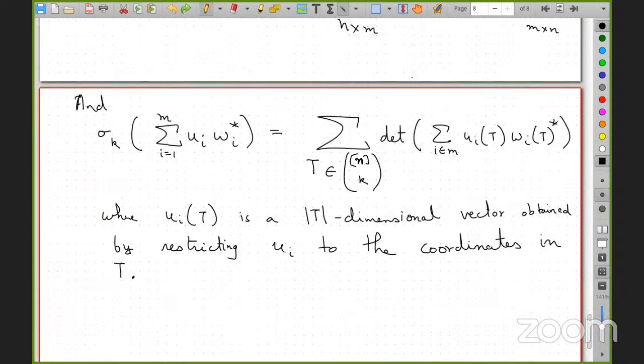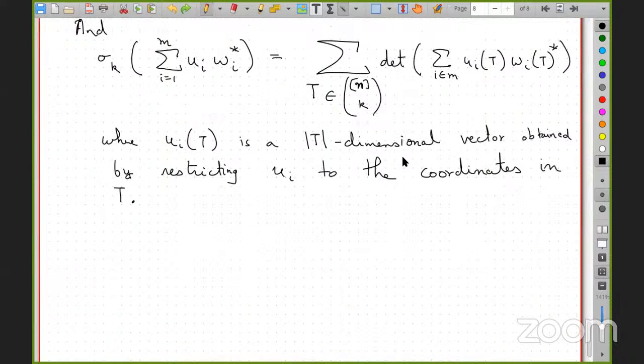Okay, so now the sigma k. So we have to now understand, let's just prove it. So this is just expressing it again as a sum. So the determinant of a sum, but now the sum is of some slightly smaller vectors.